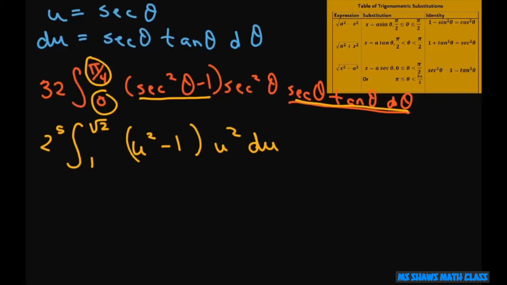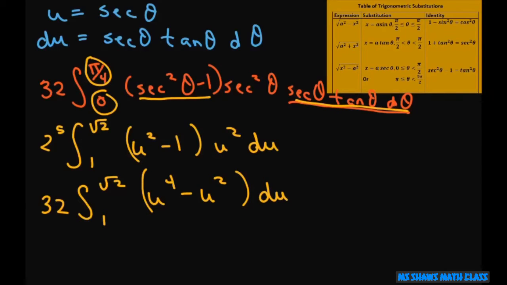Simplifying further, let's go ahead and write it as 32 now, from 1 to square root of 2. This is u to the 4th minus u squared du. So now all we have to do is integrate this. So we've got 32, that's 2 to the 5th. And it's going to be 1/5 u to the 5th minus 1/3 u cubed, going over the interval 1 to square root of 2.